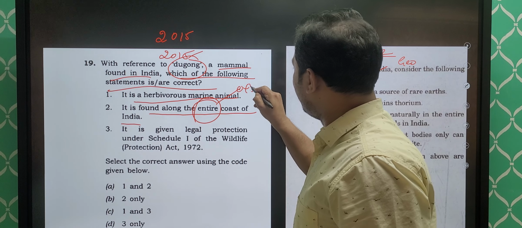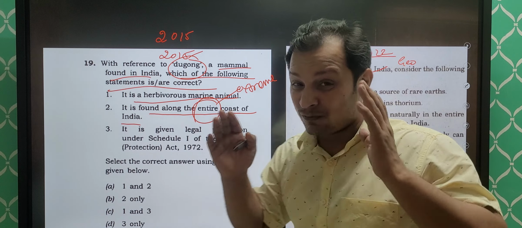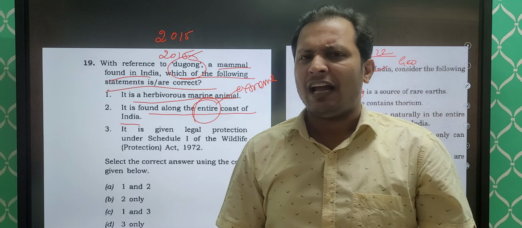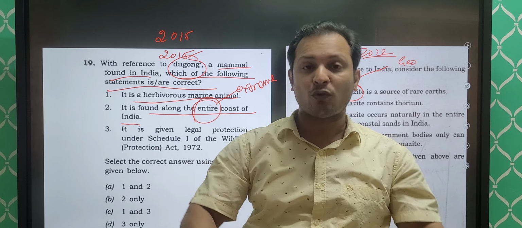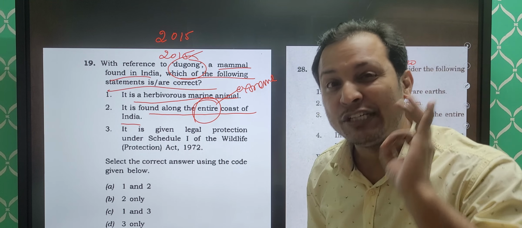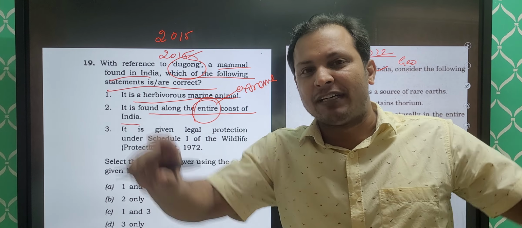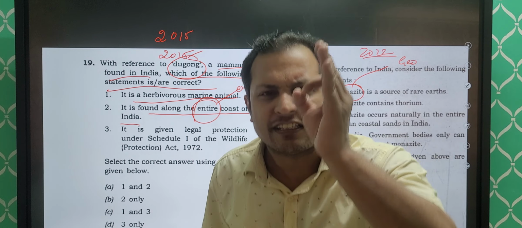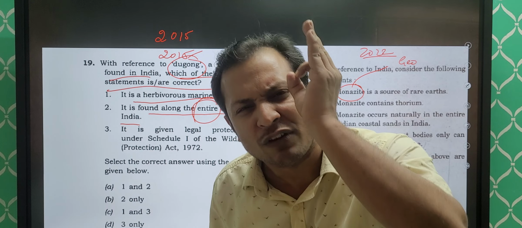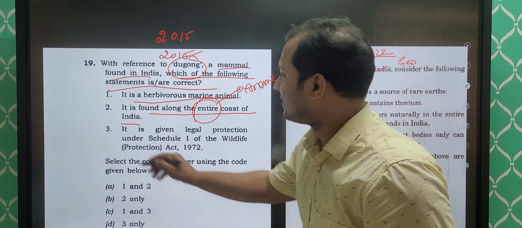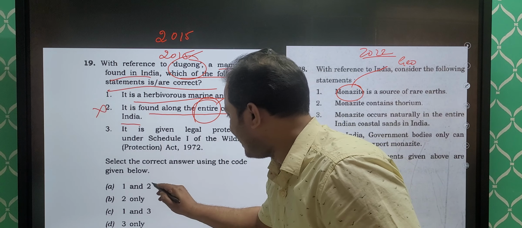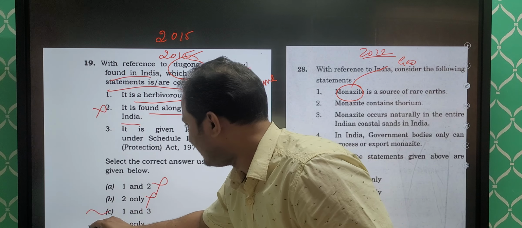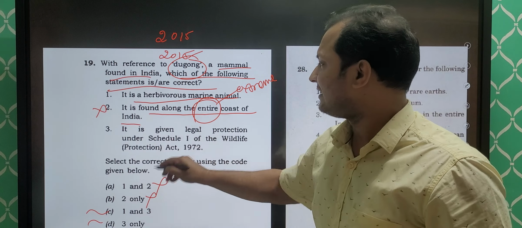Extreme word. Entire coast of India is an extreme word, guys. Our coast is huge. And it is saying it is found in the entire coast of India. This is a very extreme statement. I will remove this. One of the elimination tricks which I have created is that extreme statements in UPSC are always incorrect, guys. So I eliminate this. I'm left with 1 and 3 only.